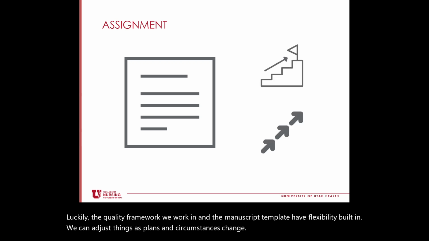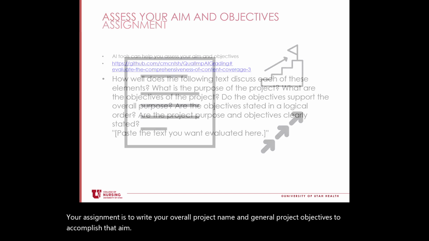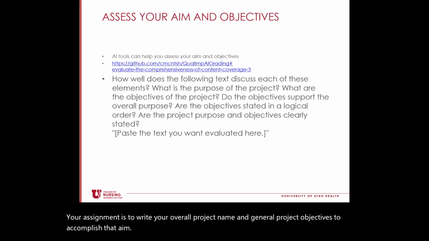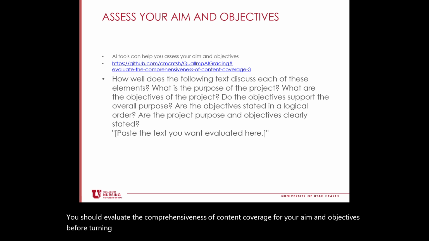Your assignment is to write your overall project aim and general project objectives to accomplish that aim. You should evaluate the comprehensiveness of content coverage for your aim and objectives before turning in your assignment. Here is a prompt you can use with ChatGPT or some other chat tool to help you do that.